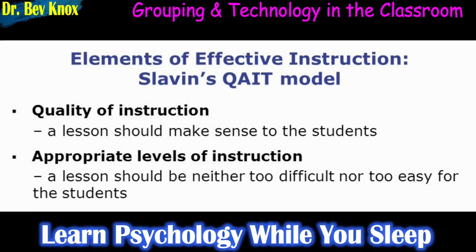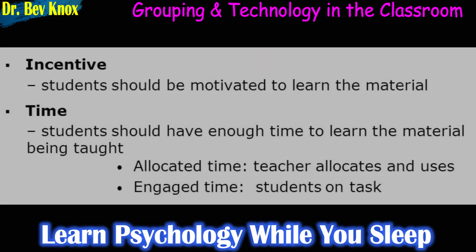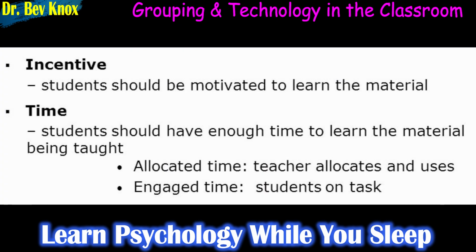Now, the QAIT model of effective instruction identifies 4 elements that are subject to teachers' direct control: quality of instruction, appropriate level of instruction, incentive, and amount of time.